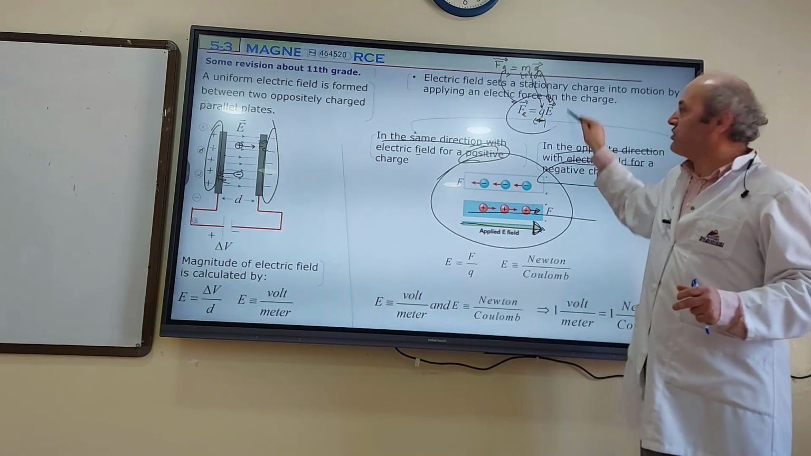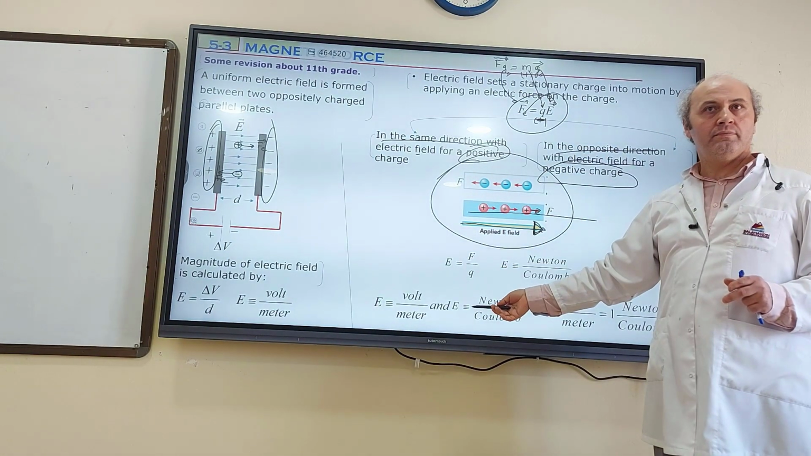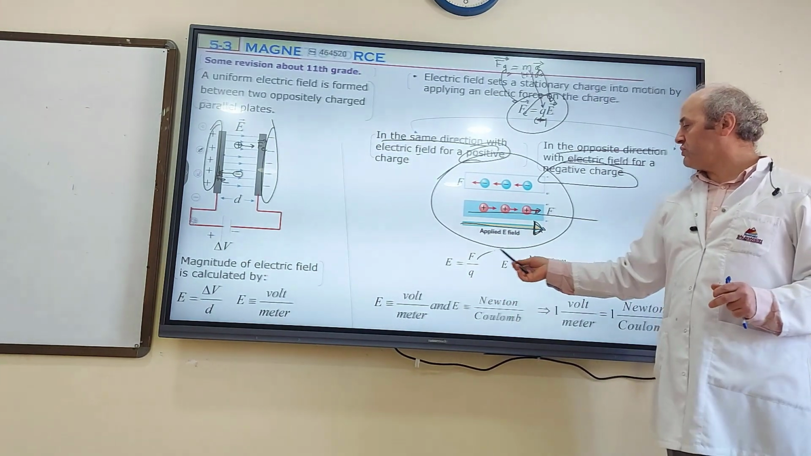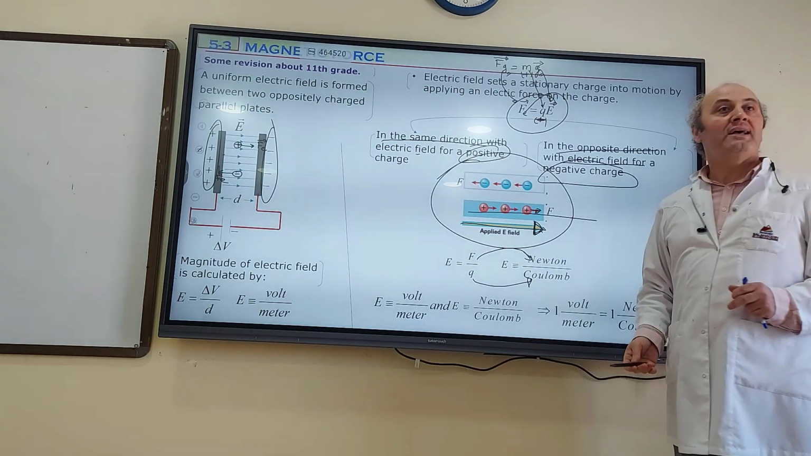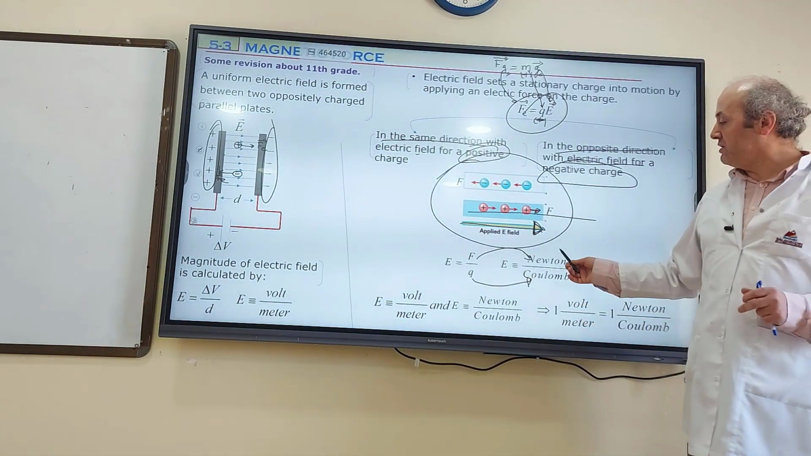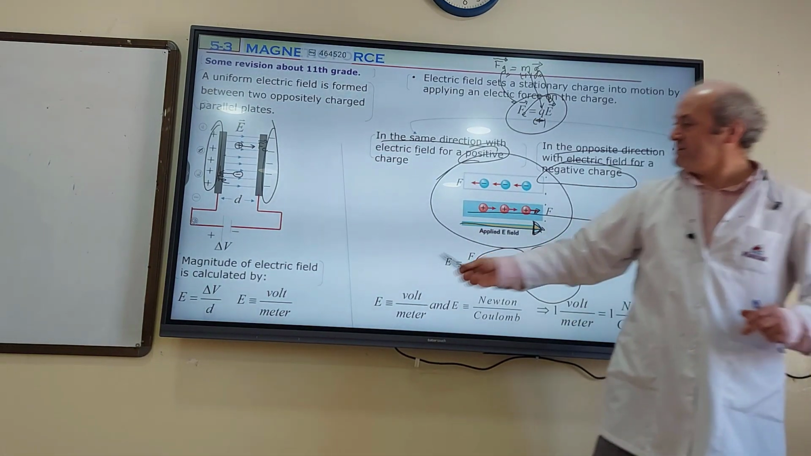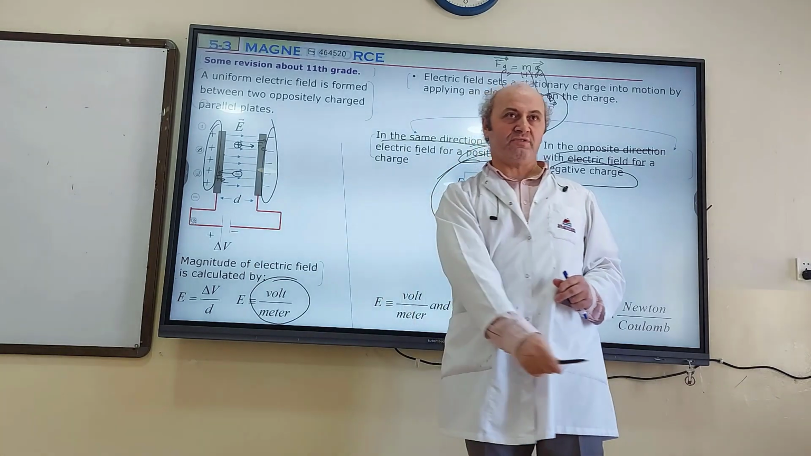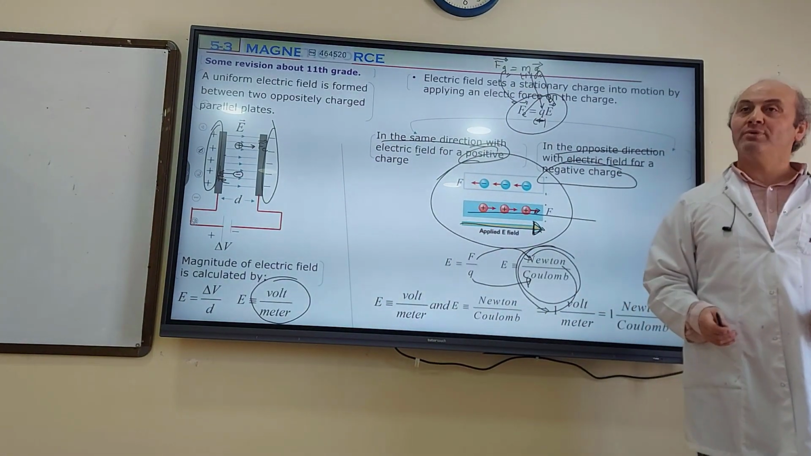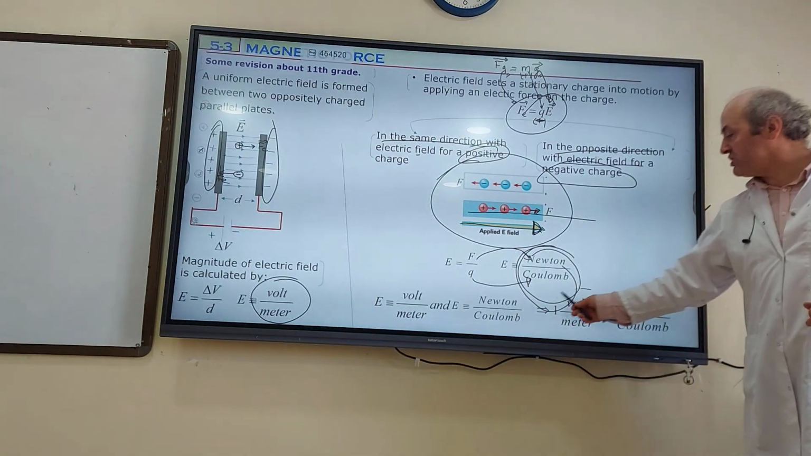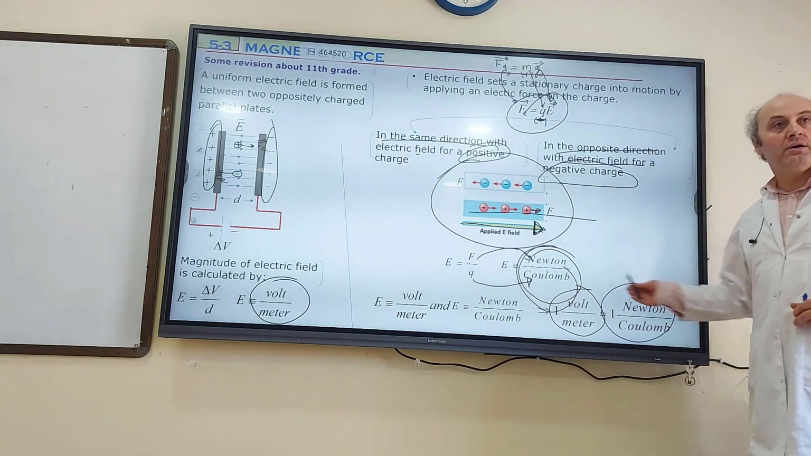So if I rewrite this equation, F is equal to Q times E, can I write E is equal to F over Q? Yes. So what is the unit of force? Newton. What is the unit of electric charge? Coulomb. Then what is the unit of electric field? Newton per Coulomb. So we got two units. One unit is volt per meter for electric field. The second unit is Newton per Coulomb, which means they are equal. Yani, 1 volt per meter is equal to 1 Newton per Coulomb.